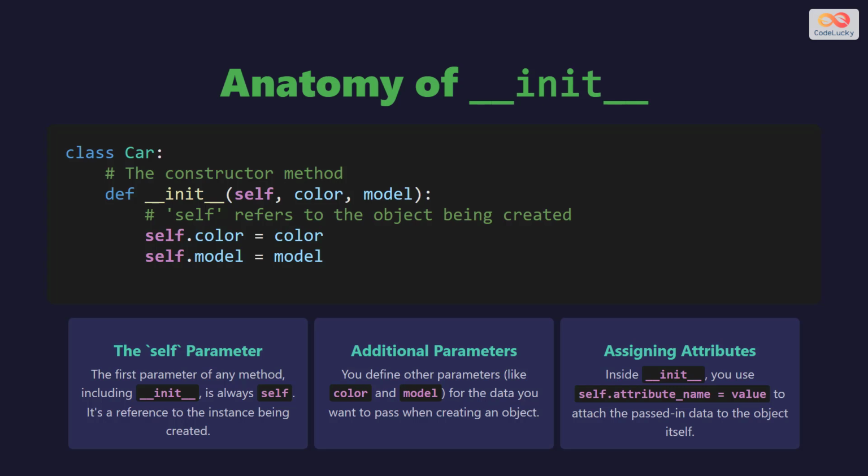Let's break down the structure of the __init__ method. Here, we define it inside our car class. The very first parameter of any method in a class must be self. This parameter is a reference to the specific object that is being created. After self, you can define additional parameters like color and model to accept the data you want to assign to the object. Inside the method, you use self to attach this data as attributes to the object.